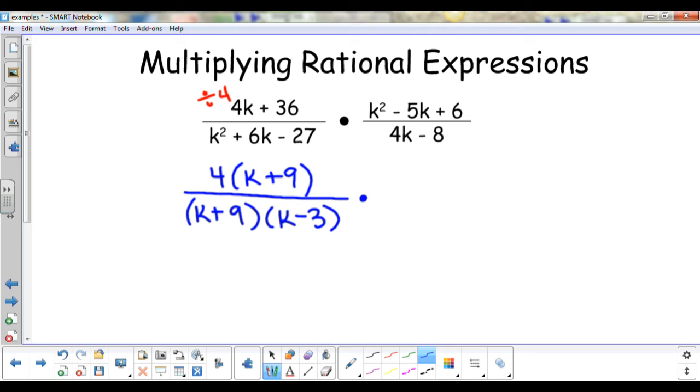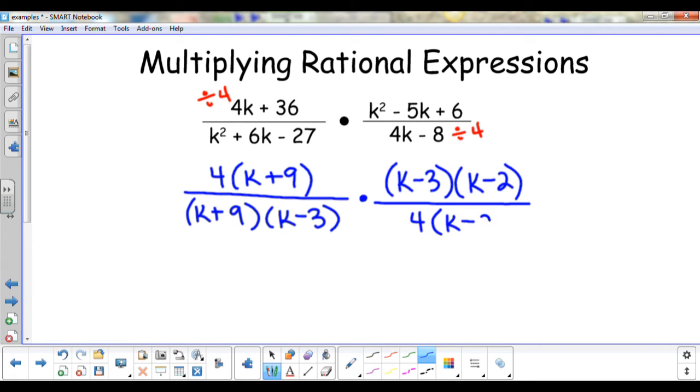Since my numerator this time is a trinomial, I'm going to factor that expression using the British or box method. When I factor, I get k subtract 3 and k subtract 2. In my denominator, I have 4k subtract 8. Both of those terms can be divided by 4, so my 4 will go in front, and my k subtract 2 will be left over.